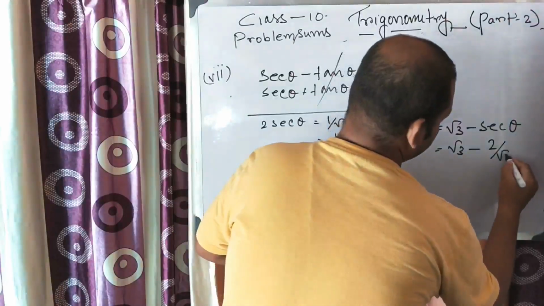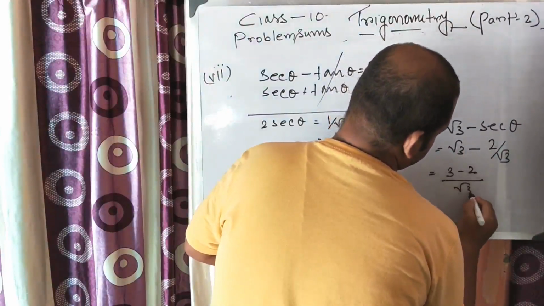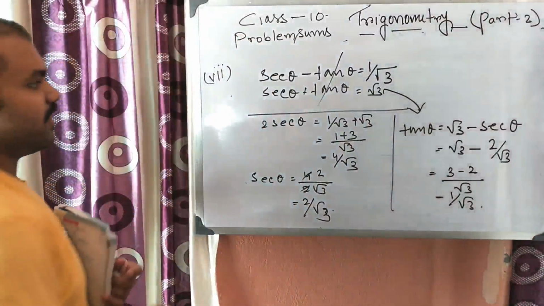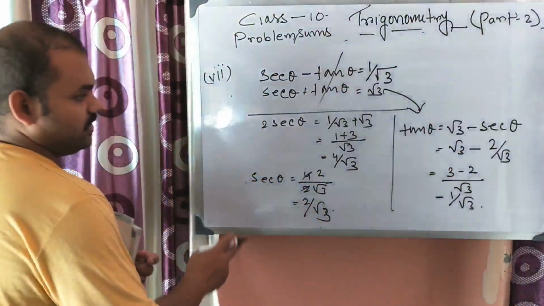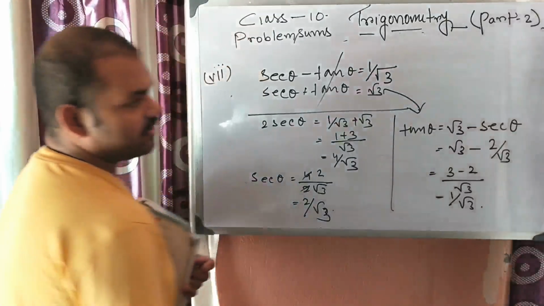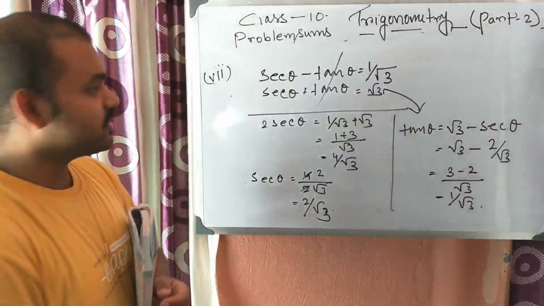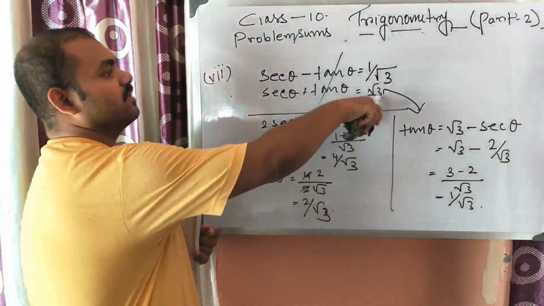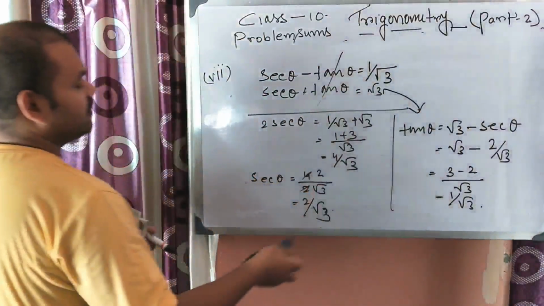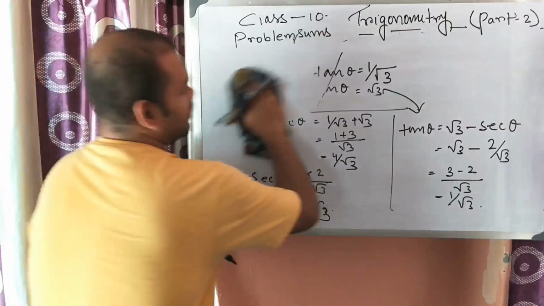2 by root 3. So you can get root 3, 3 minus 2 by root 3, that is 1 by root 3. Okay, so one is 1 by root 3, another is 2 by root 3. So if you add sec theta plus tan theta, that is 3 by root 3. 3 by root 3 can be written as root 3 into root 3 by root 3. So root 3 cancels out. It will give you sec theta plus tan theta is equal to root 3. So this satisfies this equation. It means that we are right.